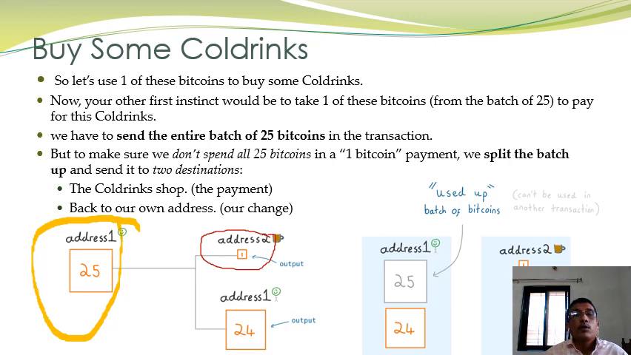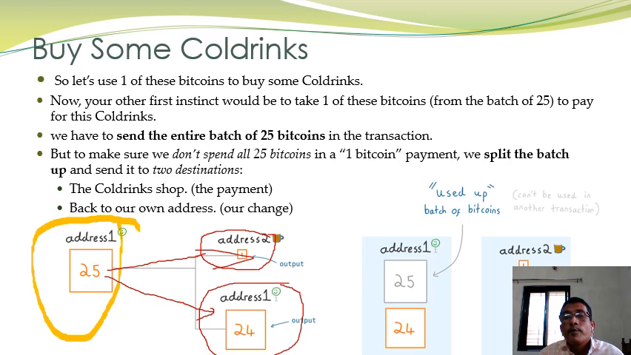To make sure we don't spend all 25 coins in one Bitcoin payment, we split the batch up. We split this transaction: one part will transfer one coin to the cold drink shop, and the other part goes back to our own address. That means one coin is subtracted from the 25 coins and transferred to address 2, and then you have 24 coins. So this transaction has two parts: one that transfers one coin to address 2, and another that returns 24 coins to your address 1. Now address 1 has 24 coins.